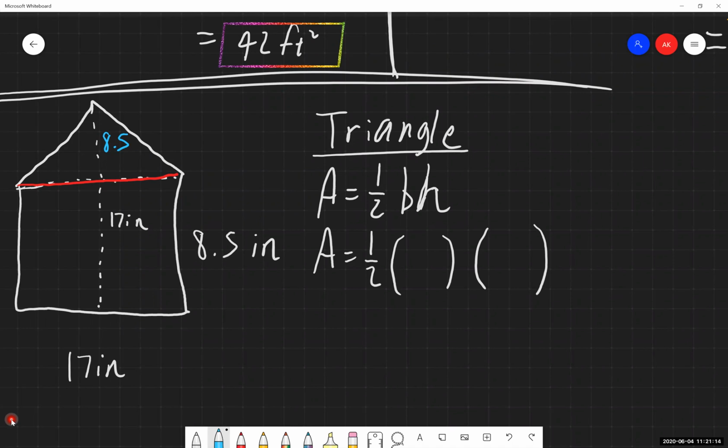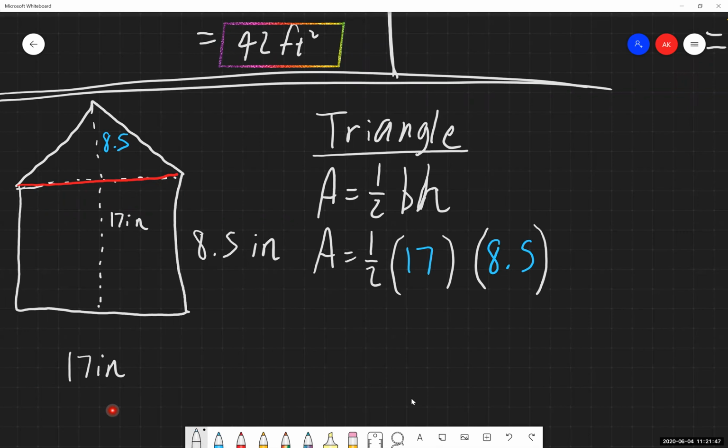So the base of that triangle, it's this distance that's going all the way across here. This particular side has not been given to me for a length, but down here I've been told that this exact same equivalent length is 17. So if this one is 17 and this is equivalent to that, then that makes this distance also 17. So my base for the triangle is 17. The height of the triangle is 8.5.